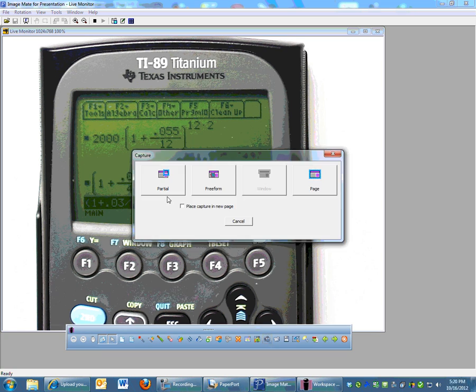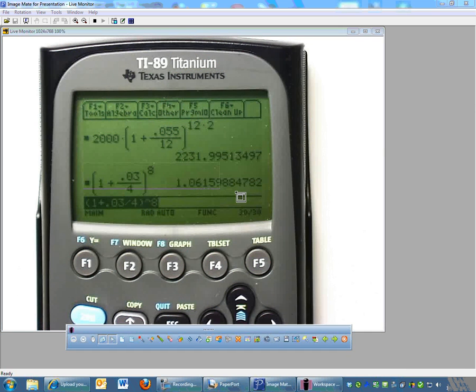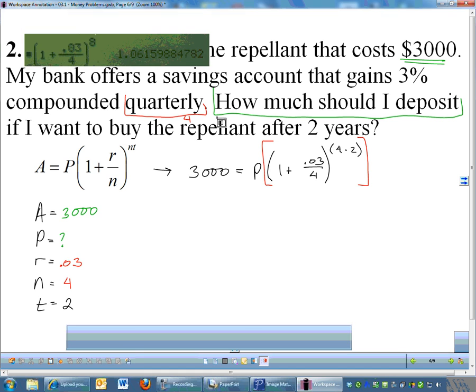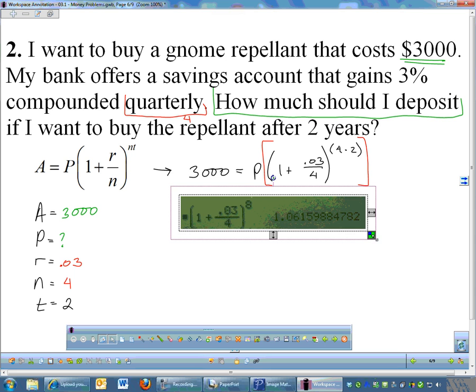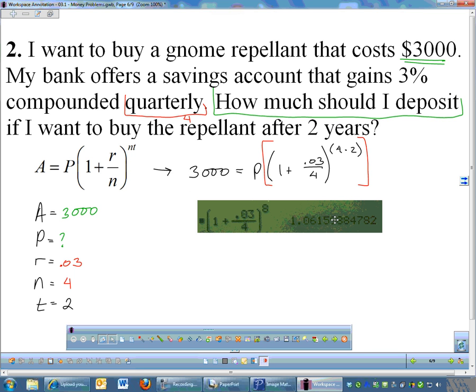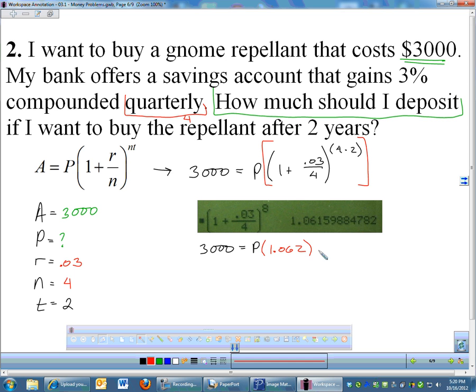Let's try that again. There we go. So I punched the inside of my calculator. Now that's a big decimal. So what I'm going to do, it is about 1.062. So I'll say 3,000 is equal to P times, and all that stuff in red is about 1.062, but I rounded. You really don't want to round answers in the middle.